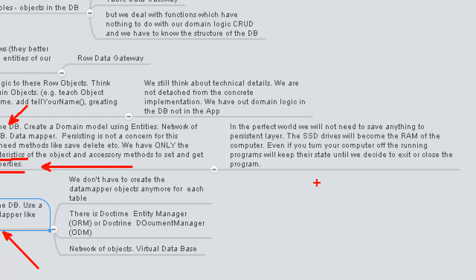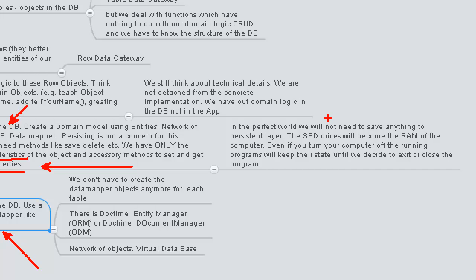In the perfect world, we will not need to save anything to a persistent layer. The SSD, solid state device, I told you already that. Drives will become the random access memory of the computer. Even if you turn your computer off, the running programs will keep their state until we decide to exit or close the program.